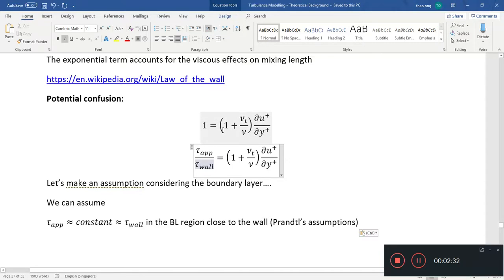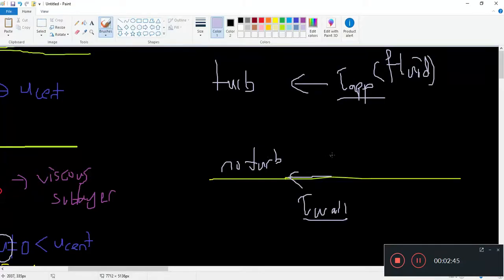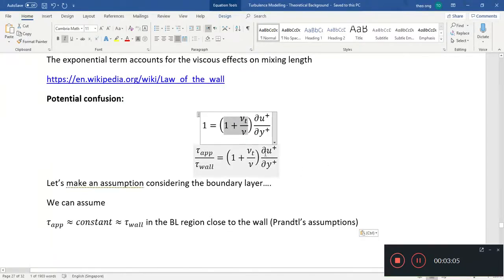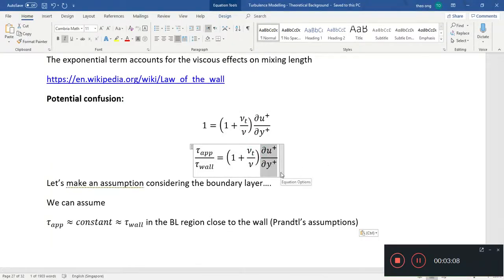One way of looking at this is that indeed the apparent viscosity changes from here to here. Here we have just the fluid viscosity. Here we have the fluid viscosity plus the turbulent viscosity. So over here the apparent viscosity is higher. So what has to compensate? The thing that has to compensate is this du dy.